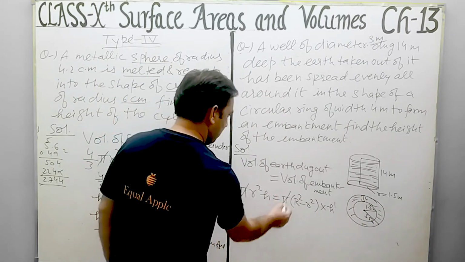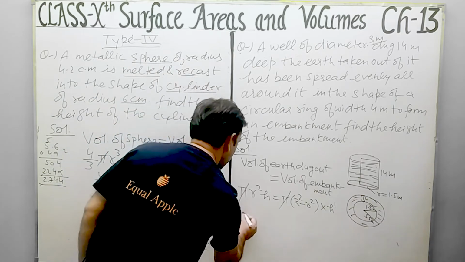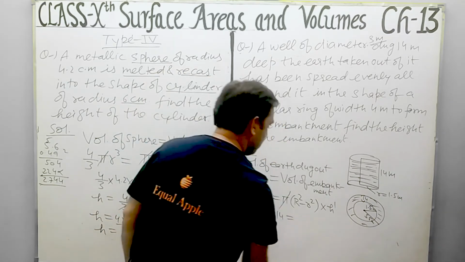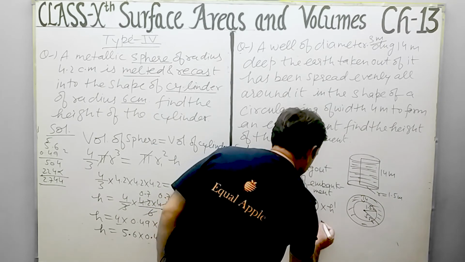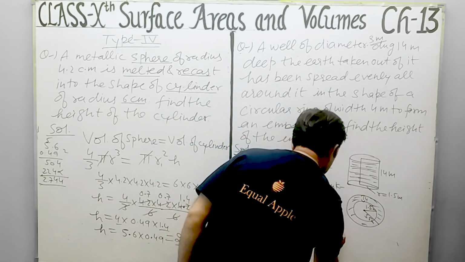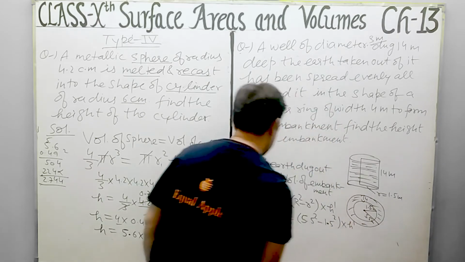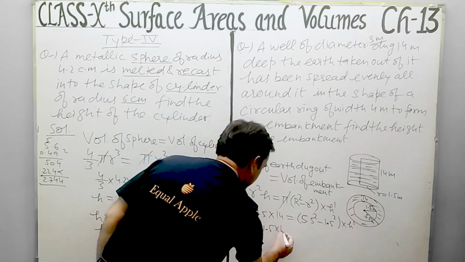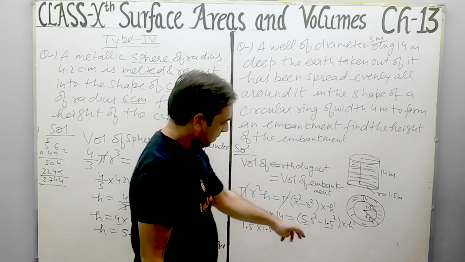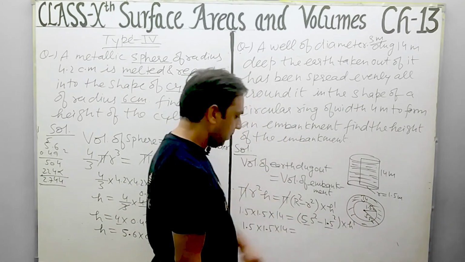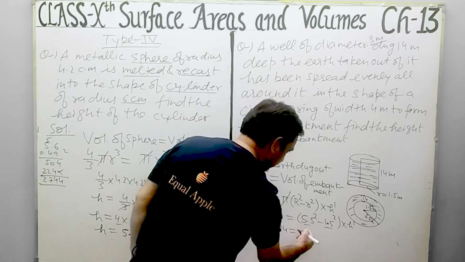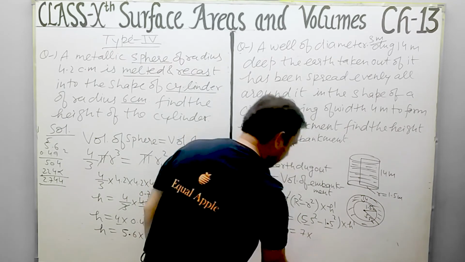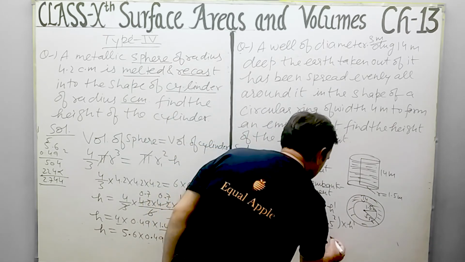So we can cancel out pi by pi, and the small r is 1.5 square, and height is 40 equals capital R 5.5 square minus small r 1.5 square into h dash. So here it will be 1.5 square into 40, and you can use the identity a square minus b square, so it will be (a plus b)(a minus b). First we will add 5.5 plus 1.5, it will become 7. And if we subtract, it will become 4 into h dash.